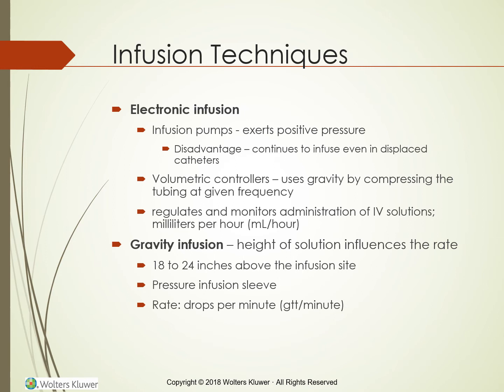There are two types of infusion devices, gravity and electronic. Gravity infusion. When IV solutions are infused by gravity, the height of the IV solution in relation to the infusion site influences the rate of flow. To overcome the pressure of the client's veins, which is higher than atmospheric pressure, the nurse must elevate the solution at least 18 to 24 inches above the infusion site. The higher the solution, the faster it infuses, and vice versa.